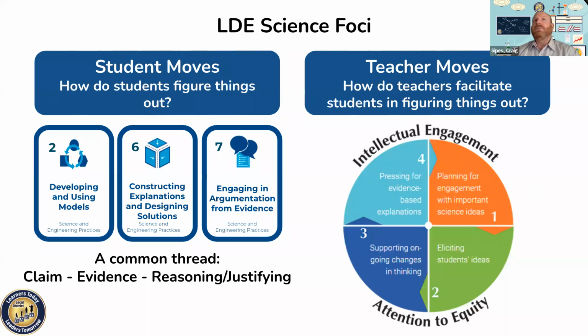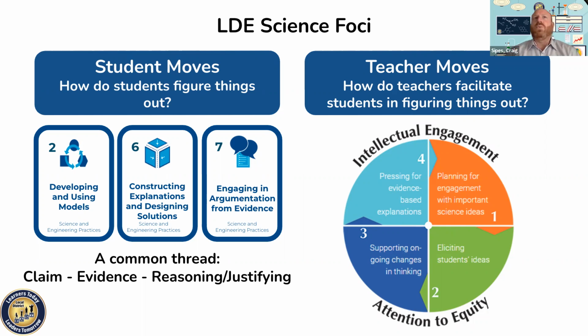So key student moves are the science and engineering practices 2, 6, and 8. They are developing and using models, constructing explanations or designing solutions, and engaging in argumentation from evidence. The commonality between them is claim, evidence, reasoning, or justifying.